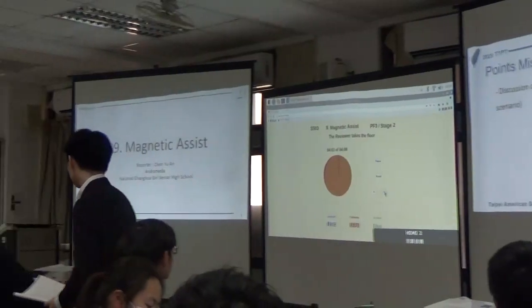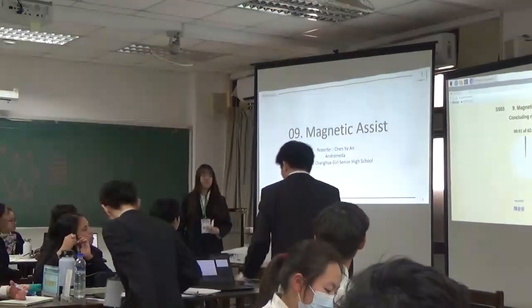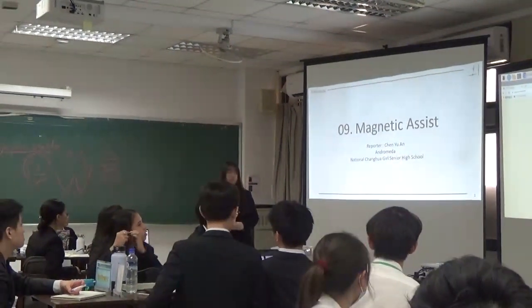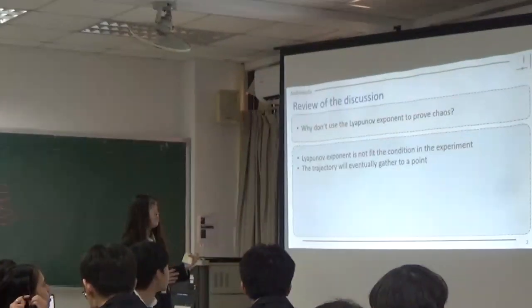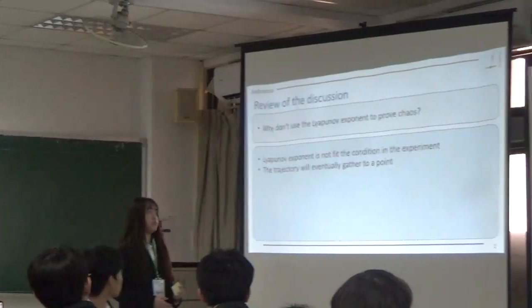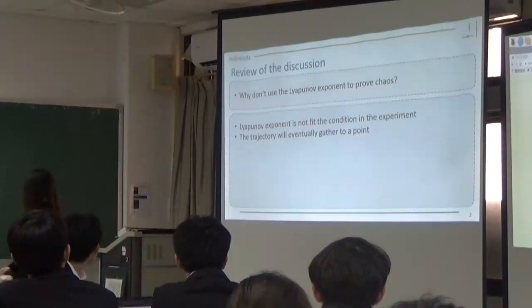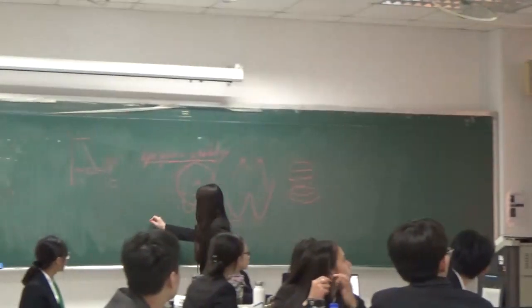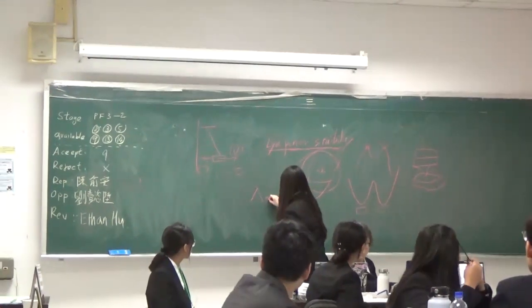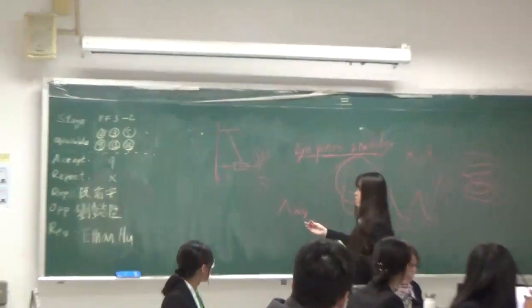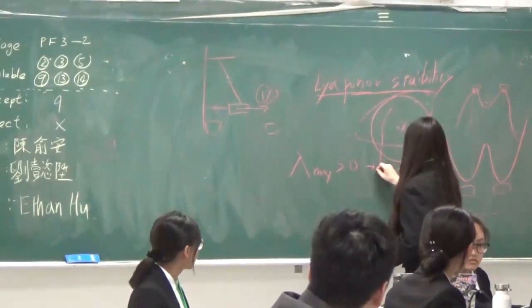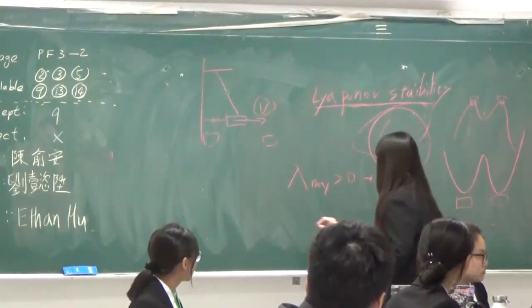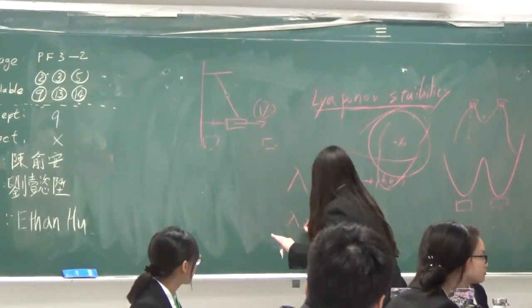Concluding remark. Okay, thanks for the opponent and reviewer. I'm going to do the concluding remark. So first part is why don't we use the Lyapunov exponent to prove the chaos? Let me explain it. If the maximum Lyapunov exponent is bigger than 0, then it will be chaos. So the equation is like that.